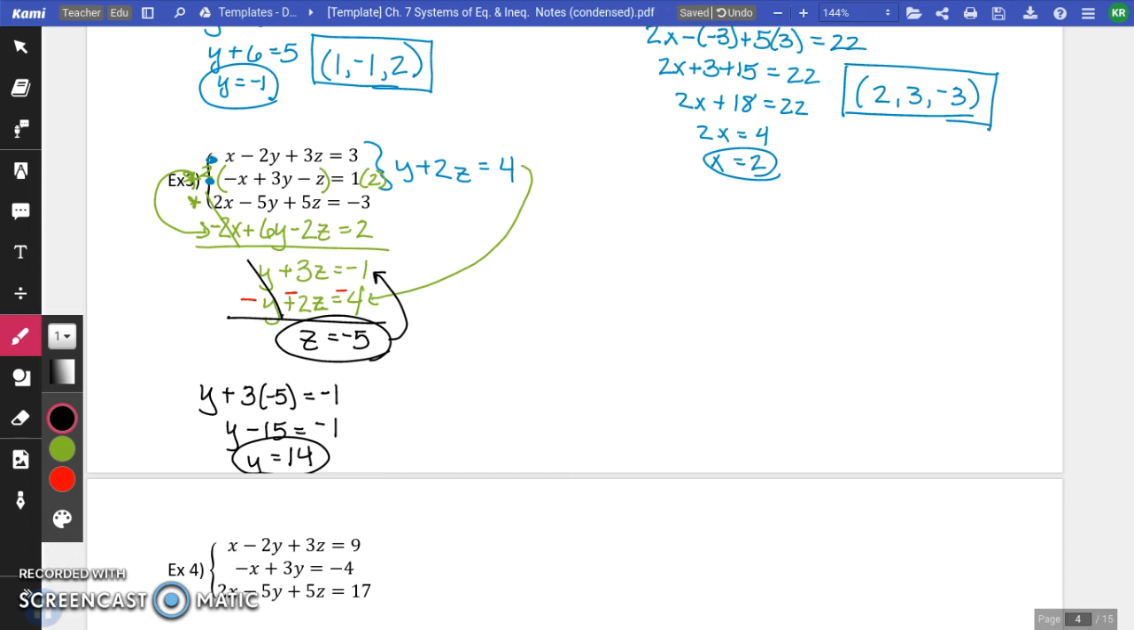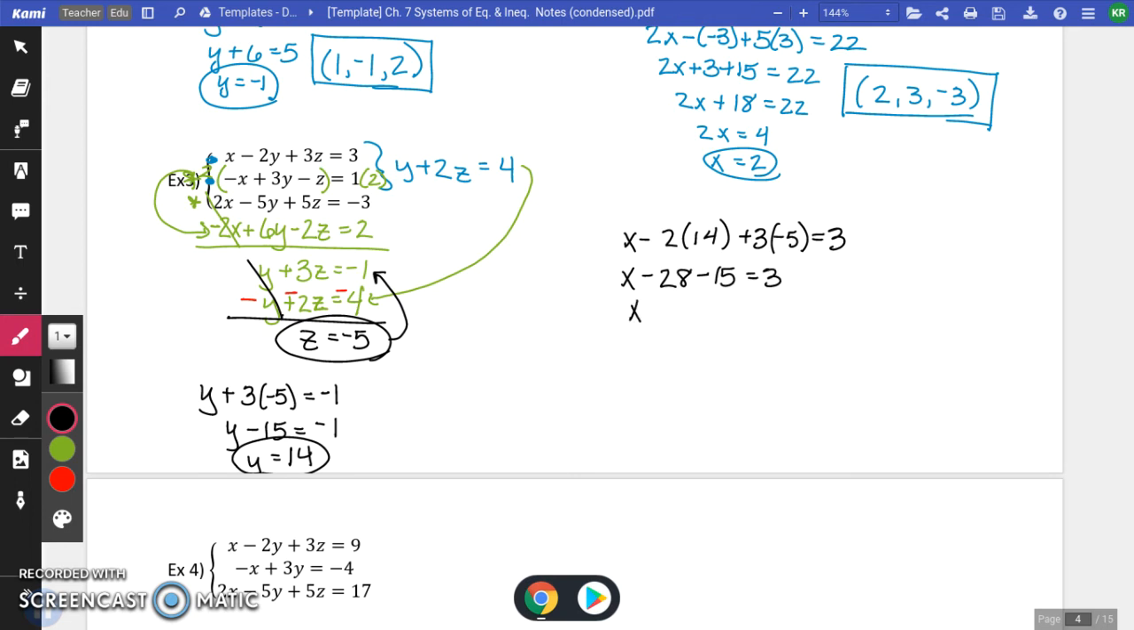So now, since I have the y and the z, I can go back up. I'm just going to use that first equation. X minus 2 times y, which is 14, plus 3 times z, which is -5, equals 3. So x minus 28 minus 15 equals 3.